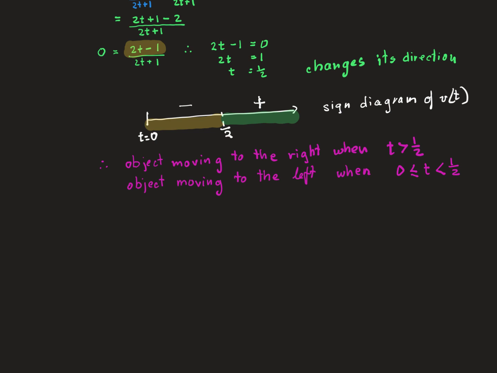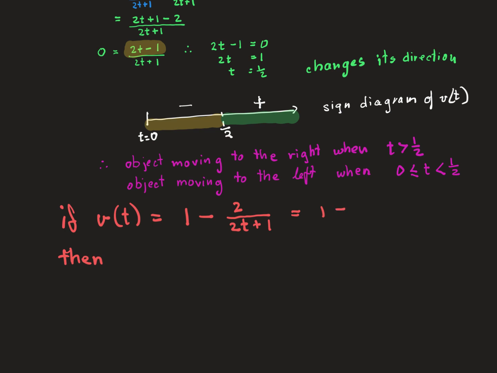To show the object's acceleration, we need to differentiate the velocity. So if velocity is this, then I will want to change this to help me better understand it.